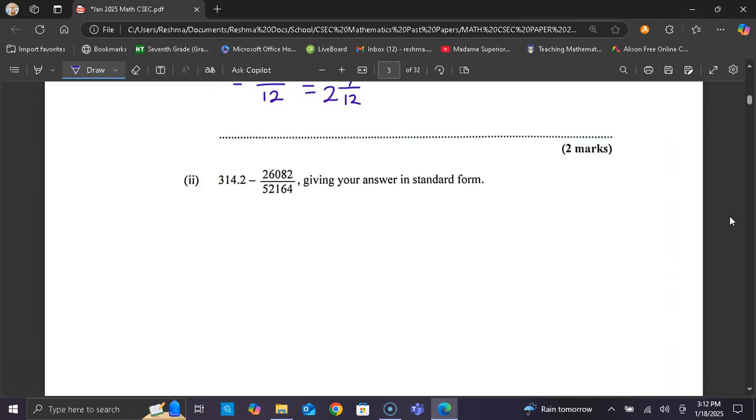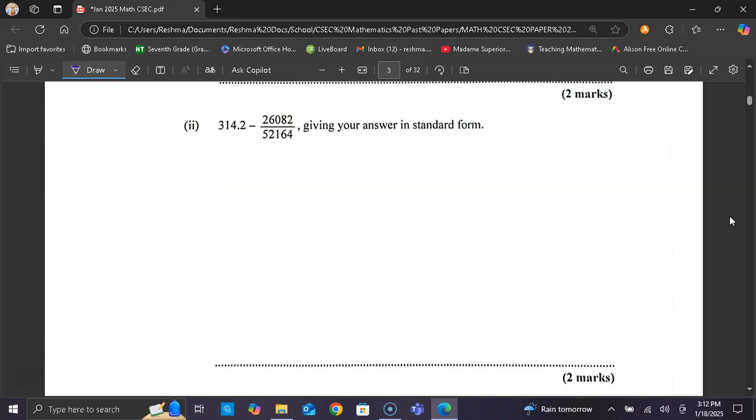So let's go on to part 2 of part A, for 2 marks: 314.2 minus 26,082 divided by 52,164, given your answer in standard form. So this one is perfectly acceptable to work out using your calculator since the numbers are big. So of course, division first before subtraction.